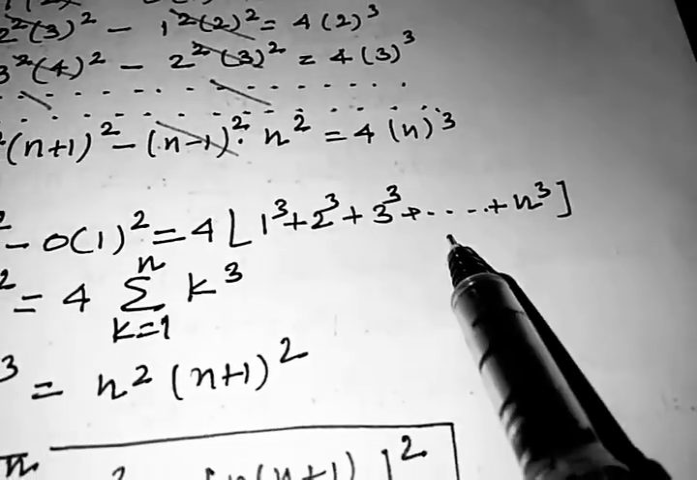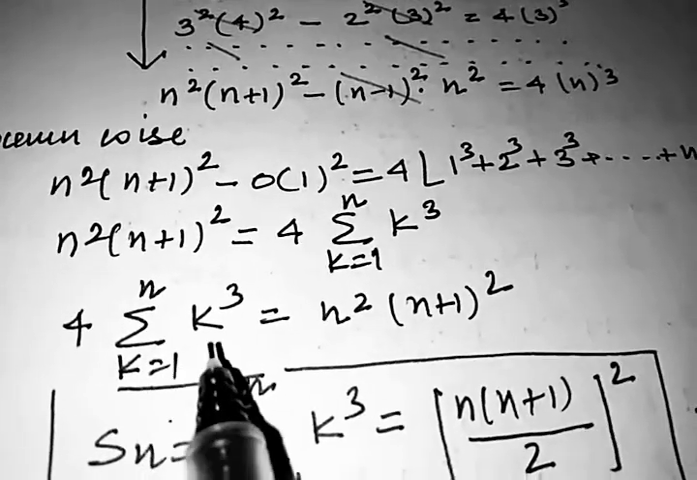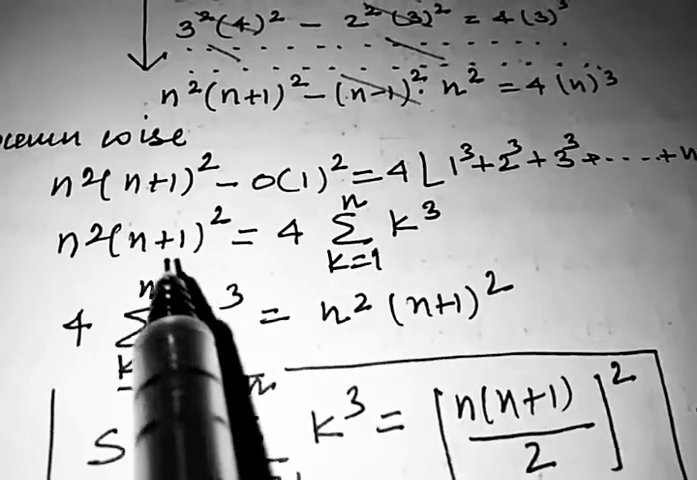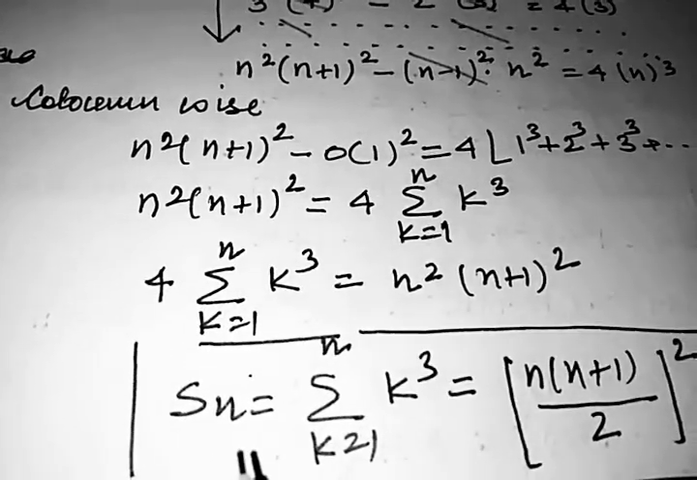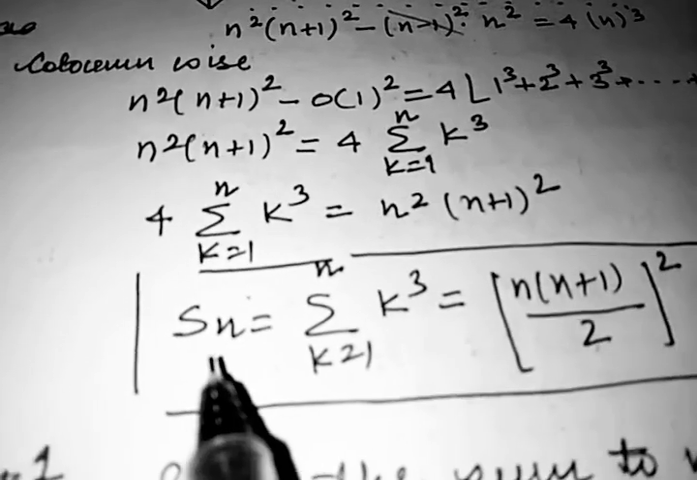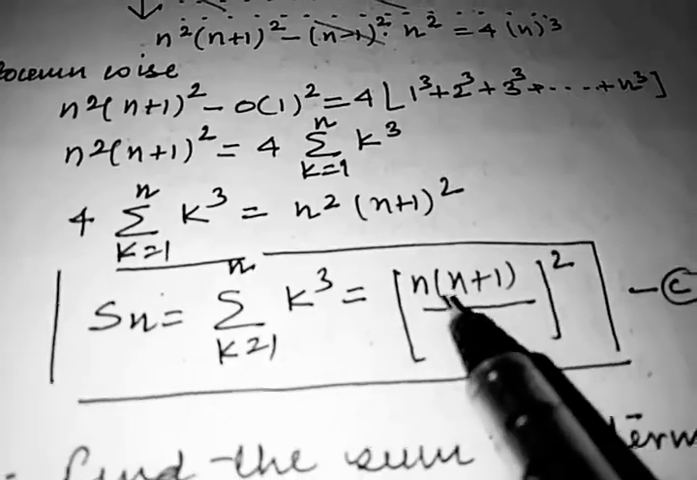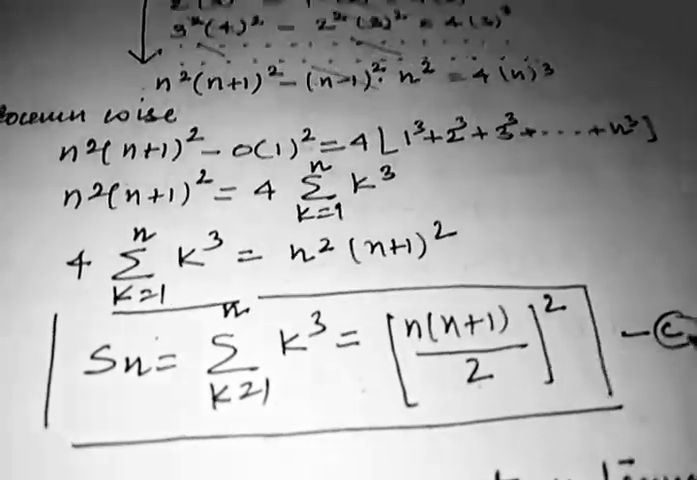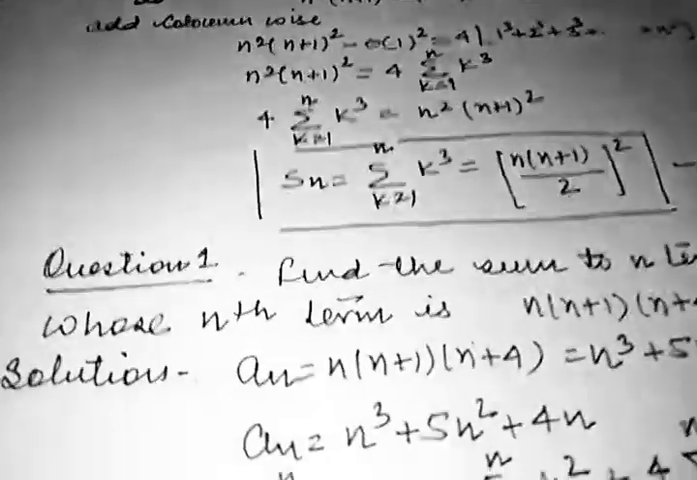This thing I have written as sigma k cube. So 4 into sigma k cube is equal to n square (n+1) whole square, and so Sn will be equal to sigma k cube, k is equal to 1 to n, which is equal to (n(n+1)/2) whole square. So this is the sum of cubes of n natural numbers.